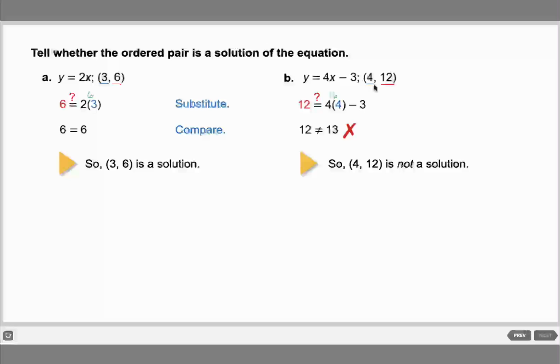In any ordered pair, we start with x, then y. So x is 4 and y is 12. We substitute 4 for x and 12 for y, and we check whether the left side and the right side are equal or not. In letter B here, they are not equal, so it's not a solution. In letter A, the left side and the right side are equal, so the given ordered pair is a solution.